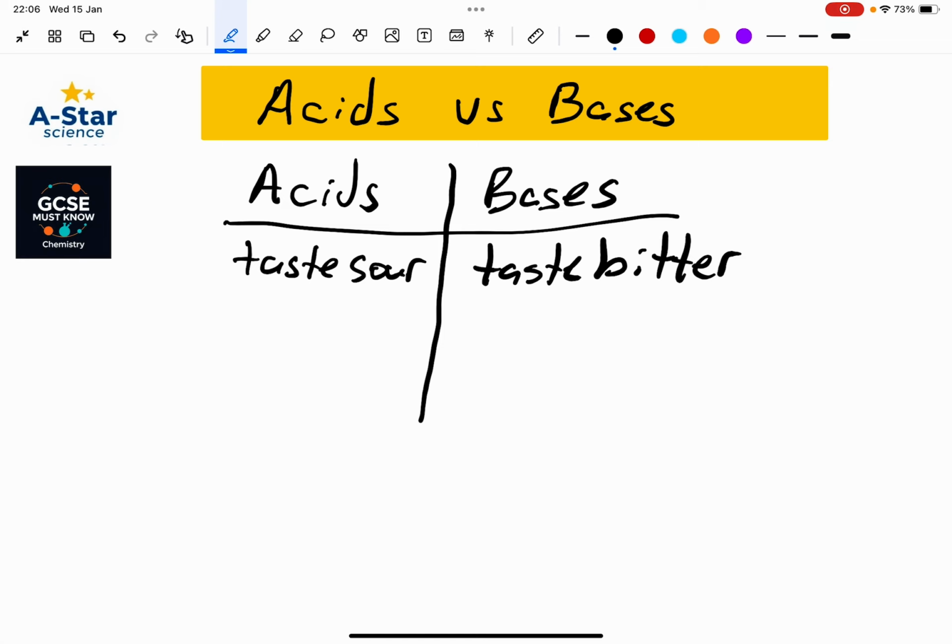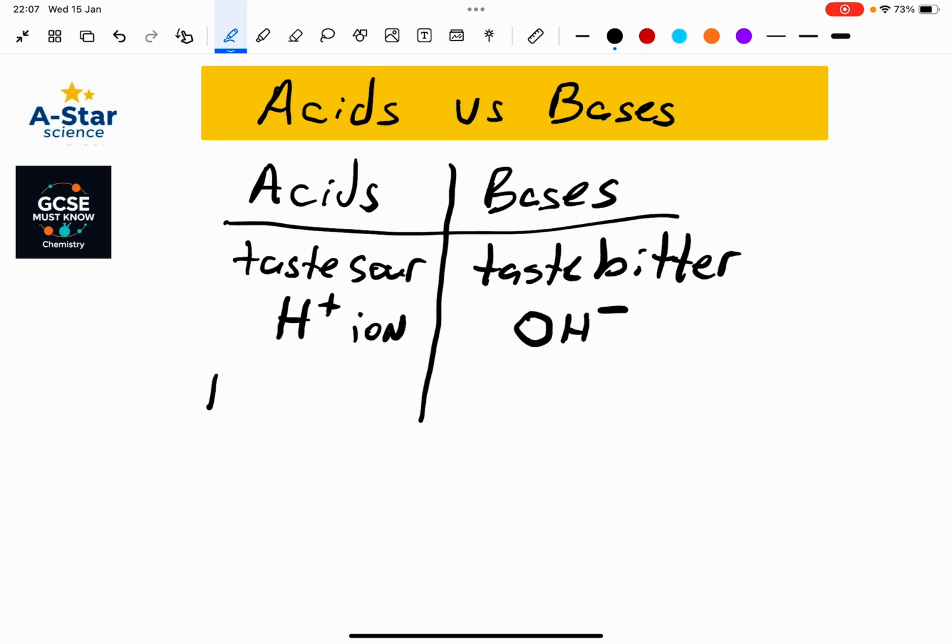Acids contain, at GCSE level, you need to know that they contain the H+ ion. Okay, it's the H+ ion. An ion is a charged particle, whereas bases contain OH-, or the hydroxide ion. Okay, so those are two differences.